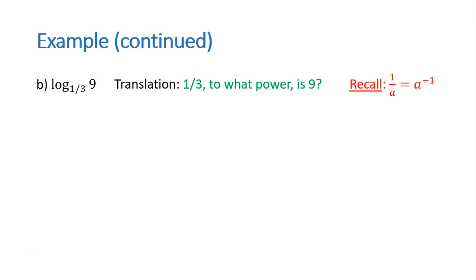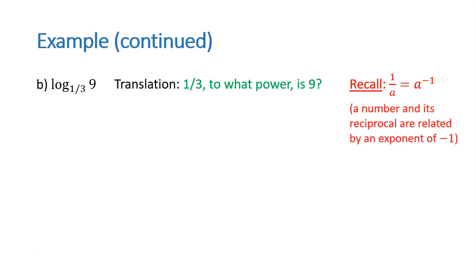So one thing I want you to remember is 1 over a is equal to a to the negative 1. In other words, our rule for a negative exponent. So a number and its reciprocal are related by an exponent of negative 1. Well, why does this matter? Let's think about it for a minute.